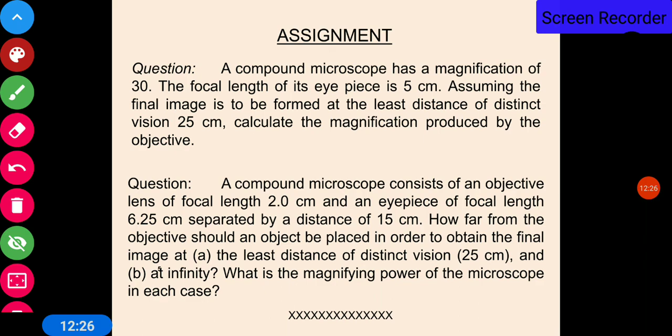The second question is from the NCERT textbook. Read it carefully and try to solve it yourself. Thank you.